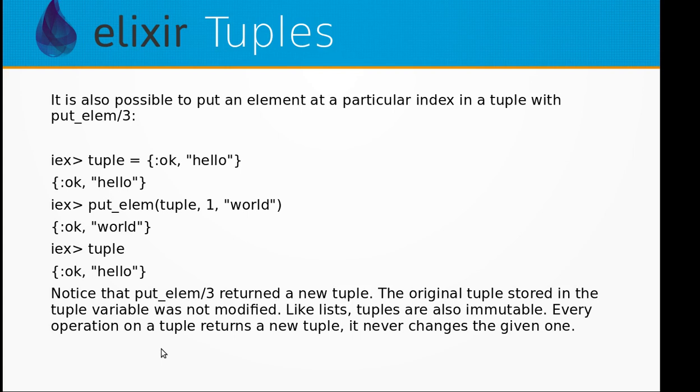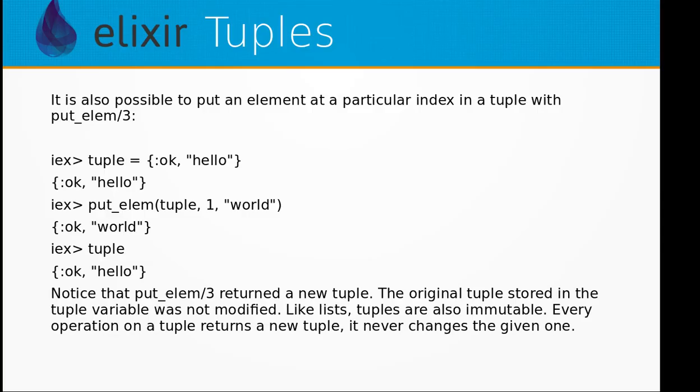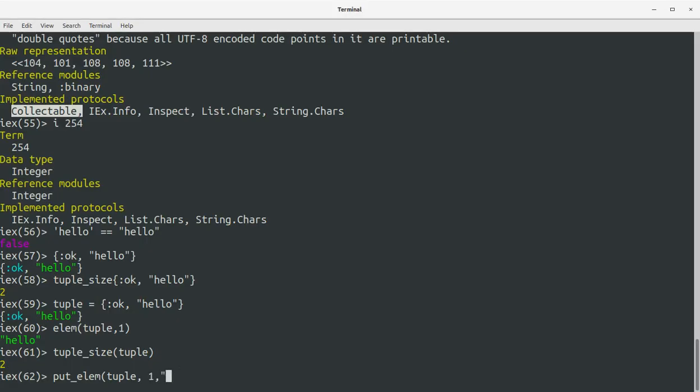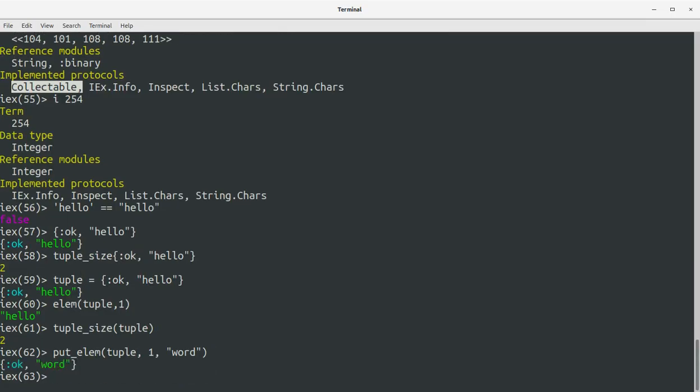It is also possible to put an element at a particular index in a tuple with put_elem. So I can use put_elem(tuple, 1, :world). This will replace the hello string because we already have hello at position 1.